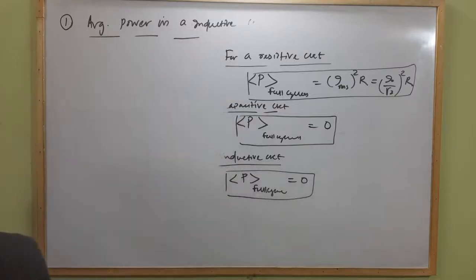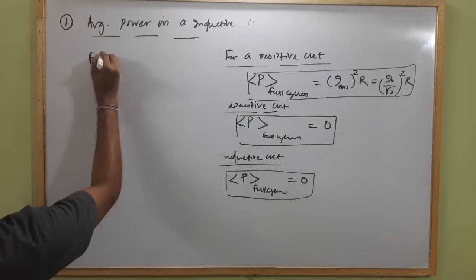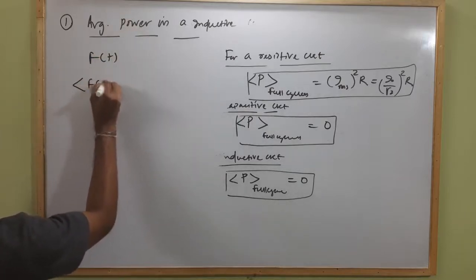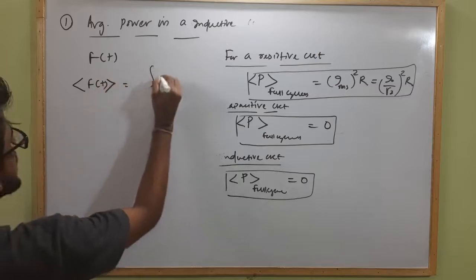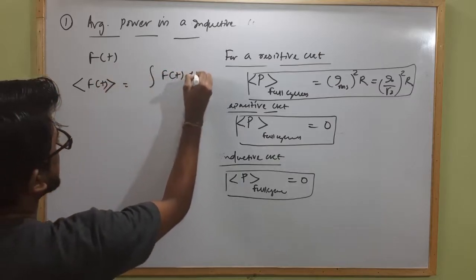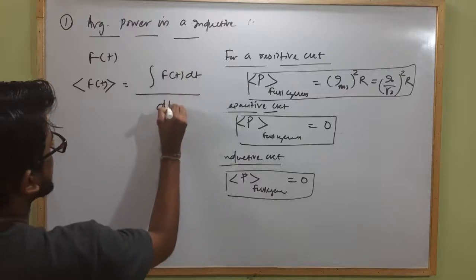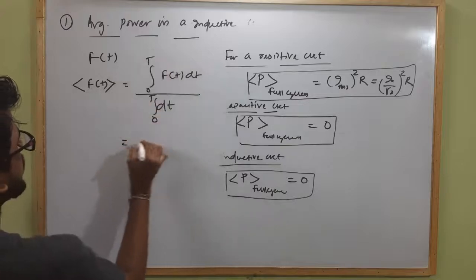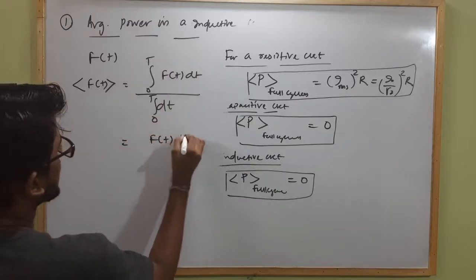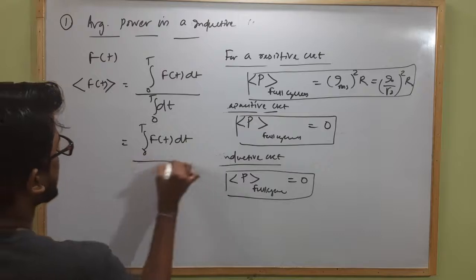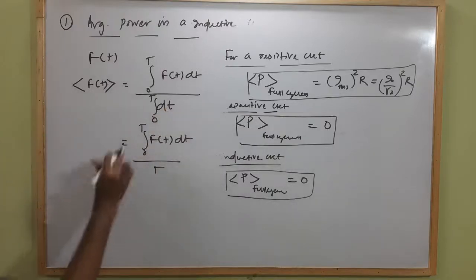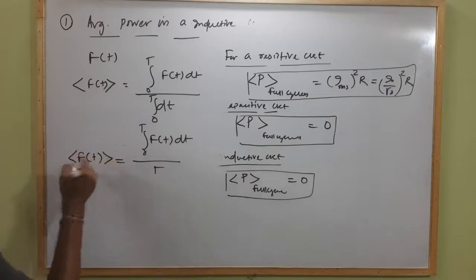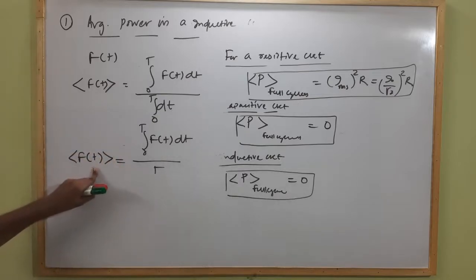As we already know, if f of t is a function of time, then the average value of f of t will be equal to the integration of f of t dt over a certain time interval, divided by the integration of dt. Let it be 0 to T for a complete cycle, so it becomes the integration of f of t dt from 0 to T, divided by T. So this is equal to the average of any function which is a function of time.